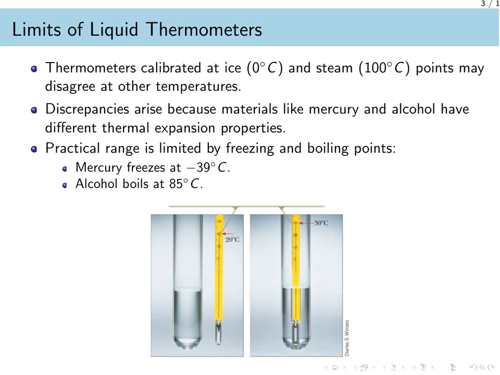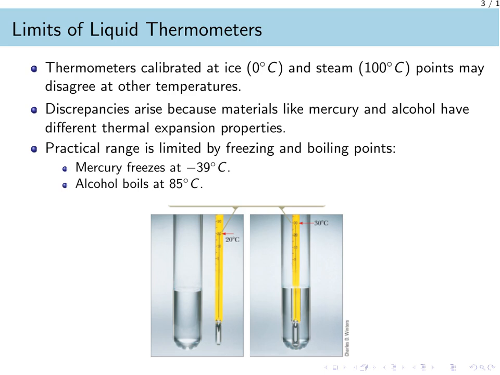While liquid thermometers are common, they have significant limits. When we calibrate different thermometers, such as those using mercury or alcohol, at the ice point of 0 degrees Celsius and the steam point of 100 degrees Celsius, they might still disagree at temperatures in between. These discrepancies occur because different materials have different thermal expansion properties. Furthermore, their practical range is restricted by the physical properties of the liquids themselves.